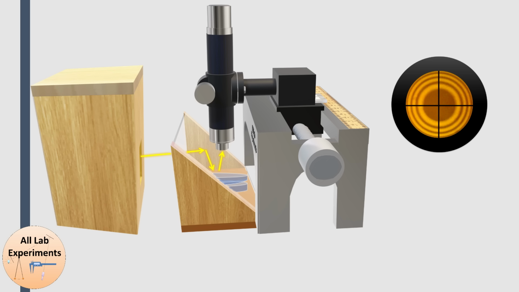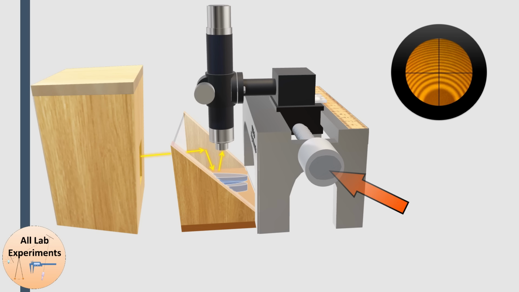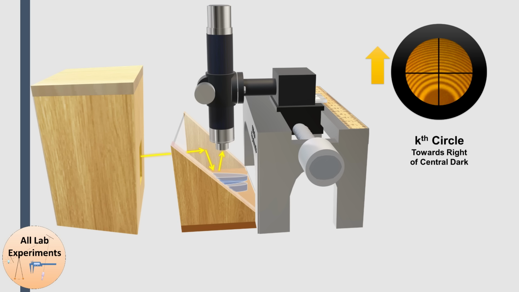First, adjust the cross wire at the center of the central dark. After that, using this knob, move towards the right of the central dark. You will see that some initial rings are hazy. So leave those rings and switch to the fourth or fifth ring, which is sharply defined and clear to you. Consider this as the kth circle or kth ring. Now note down its position in the scale given on this traveling microscope. This is like reading a vernier calipers. To know about how to read a traveling microscope, you can watch my video on how to read vernier calipers.